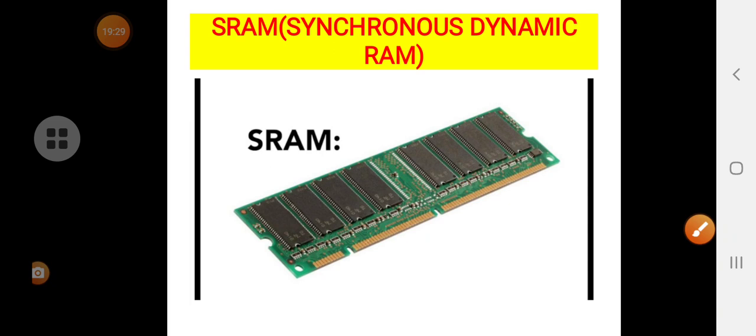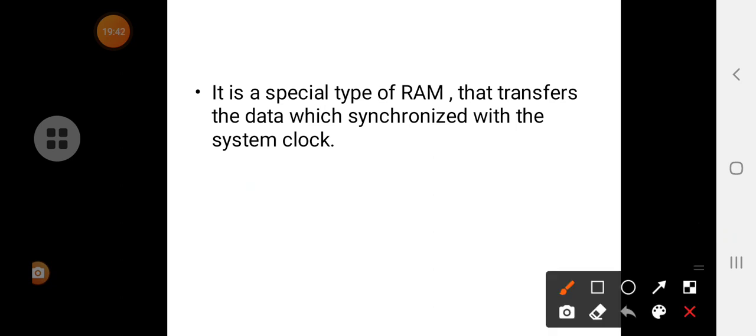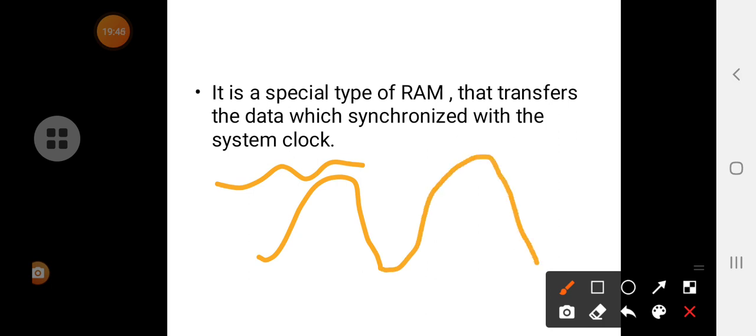Then synchronous dynamic RAM. This is another kind of RAM, also called SDRAM. Here there is a special clock. Synchronous itself, you have to know this word. Here the information transfer is synchronized with the system clock.